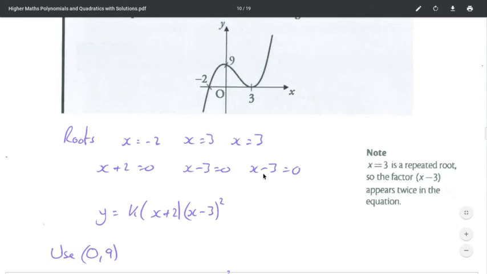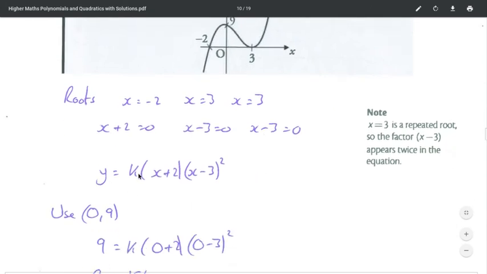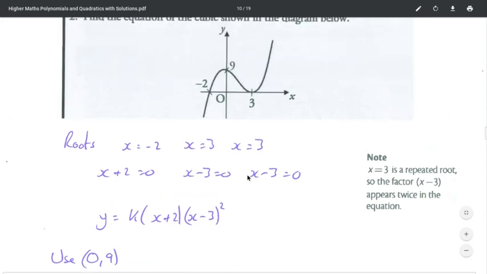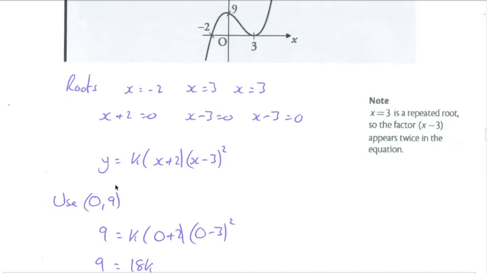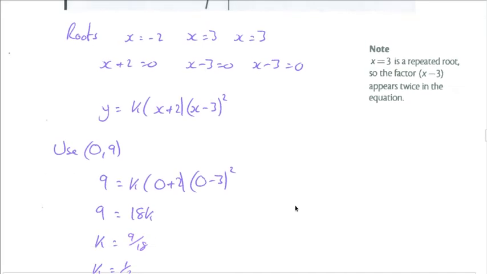Find the factors. Write in the form y equals k multiplied by the roots. What other point do we have here? We have the point 0, 9. So substitute in, when x is 0, y equals 9. So 9 equals k bracket 0 plus 2 bracket 0 minus 3 all squared.